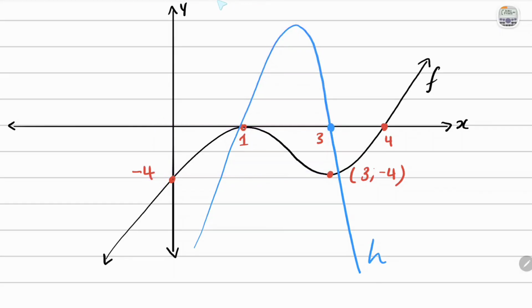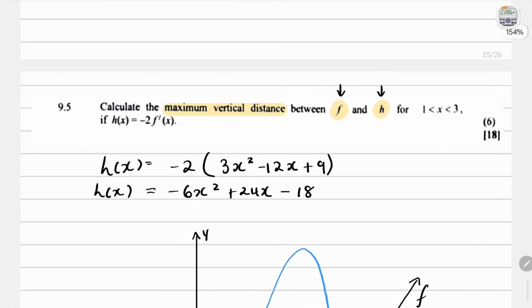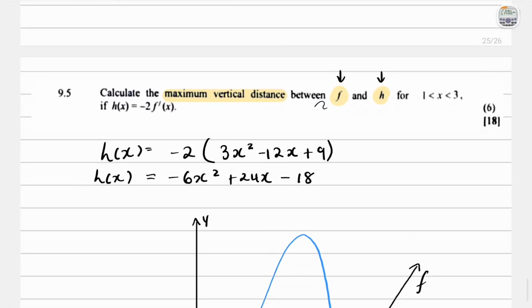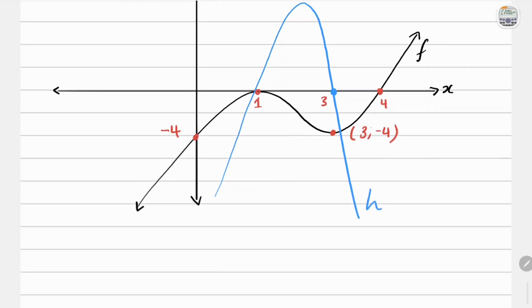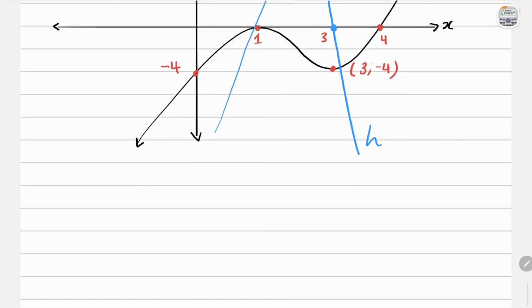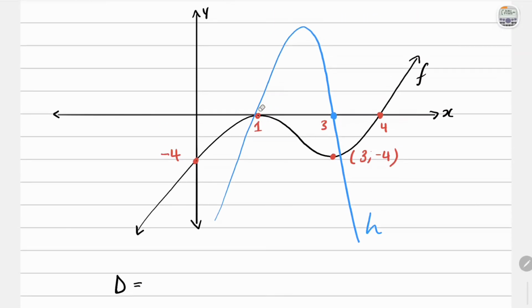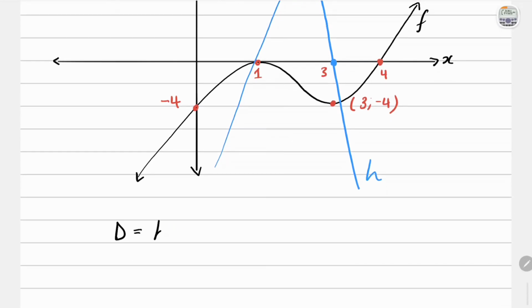So I would just want to think about it like that. Since they didn't really say find the difference between f and h, they just said vertical distance between f and h, I was just trying to find out the order in which I should say that. So to find that distance, because I can see that h is bigger than f all the way from 1 to 3, I'm going to say h of x minus f of x.